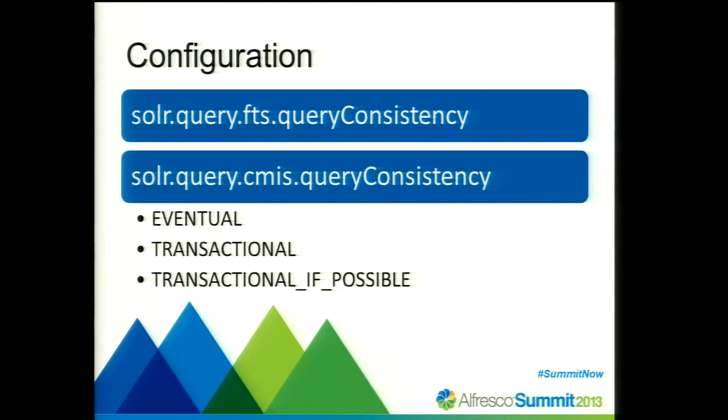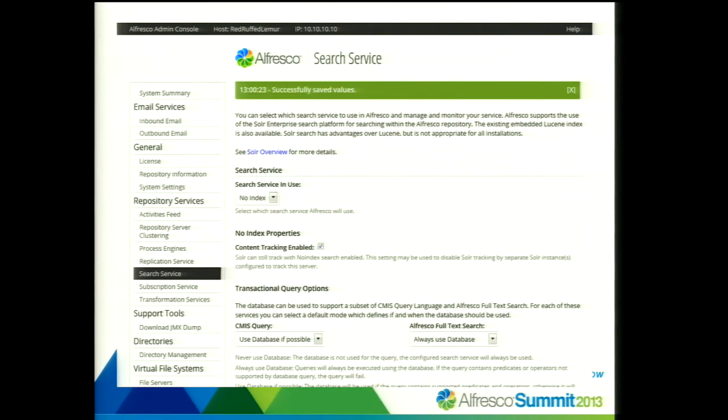You can also control this via the Java API on a per query basis. So if you want a particular query to go to the database, you can do that and override these general settings. So the nice thing in Alfresco 4.2, if you haven't seen it already, is the admin screens.